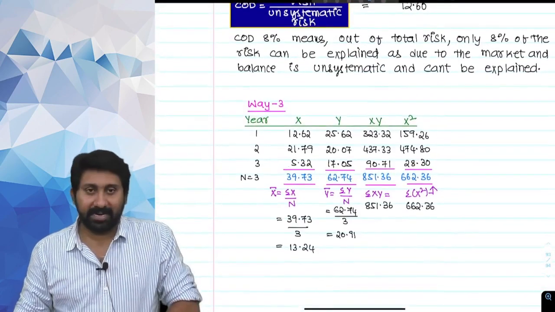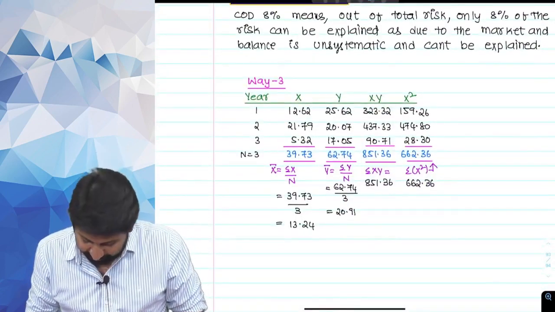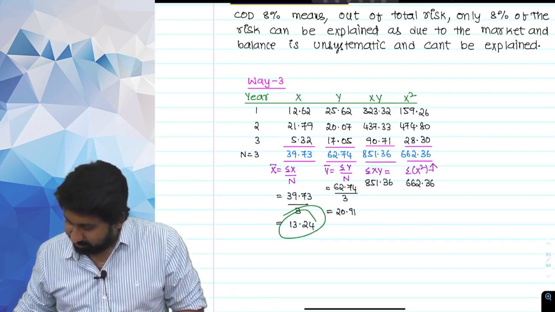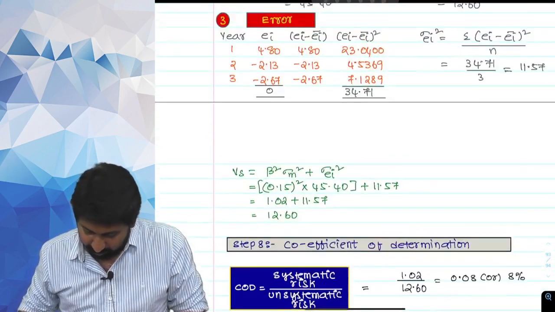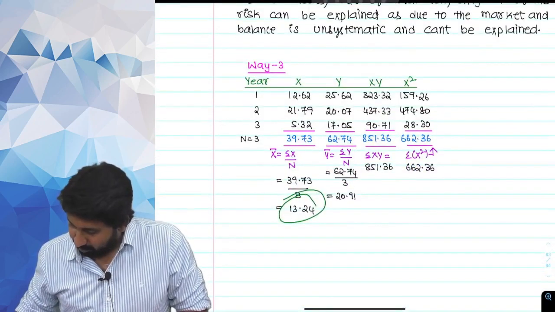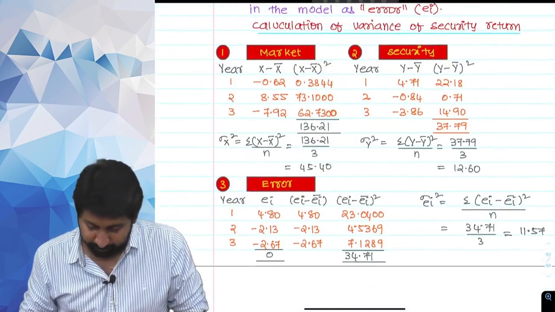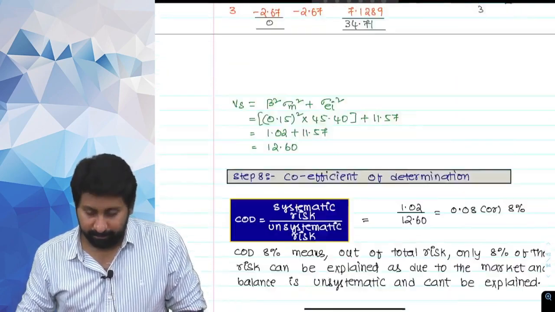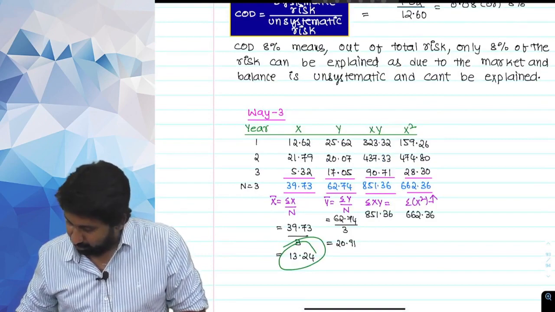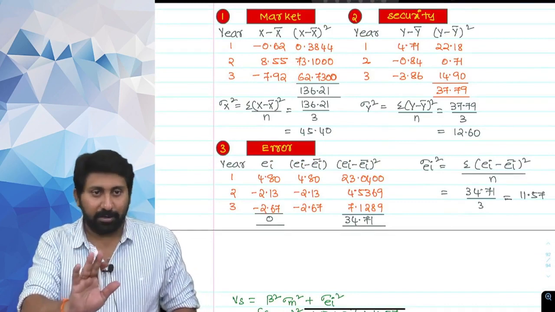Okay, satisfied? Now see here what I have done. Market: X bar is how much? 13.24. So 12.62 minus 13.24 is minus 0.62. Okay? Next: 21.79 minus 13.24 is 8.55. Happy? Yeah? Next: 5.32 minus 13.24 is minus 7.92. Happy? Yeah? That's what. You believe me.